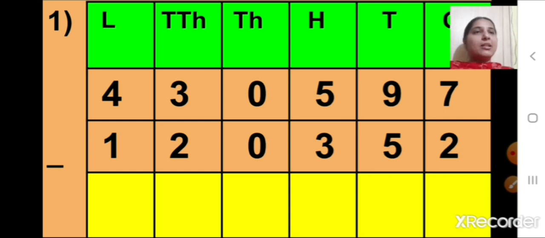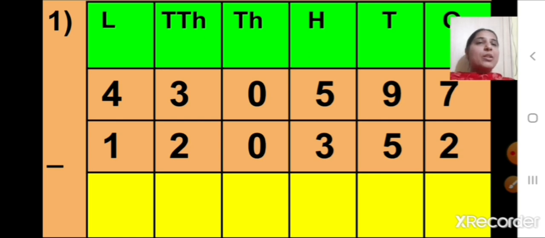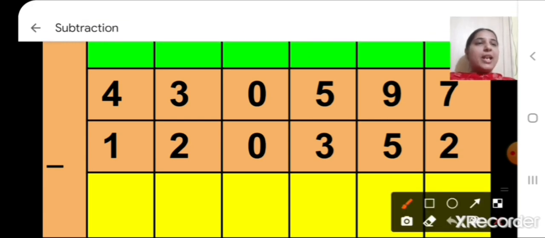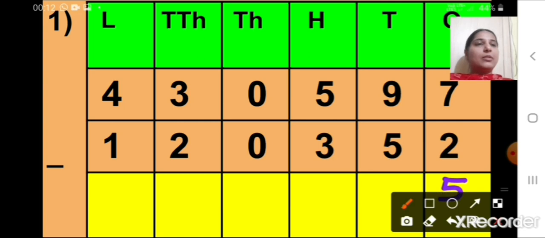Then let's now take some examples. So let's start this one. We always start from the ones place. So let's subtract here. 7 minus 2. What will we get, children? We will get 5 here. Then now let's move to the tens place. So 9 minus 5, 4. Then now we will move to the hundreds place. So 5 minus 3, 2. Then move to the thousands place. 0 minus 0, 0 only.